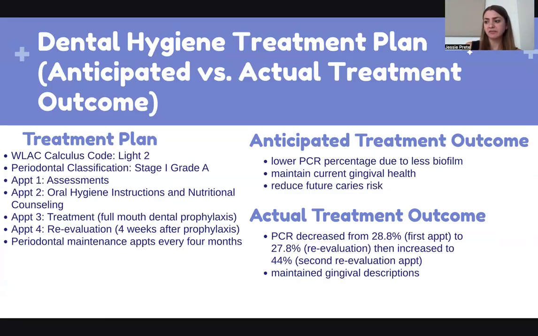Their scheduled treatment plan was to have one appointment for a full mouth dental prophylaxis with a recare schedule of every 4 months due to their diligence in home care, while still monitoring them. The anticipated treatment outcomes were to lower the PCR percentage by having less biofilm, maintain the current gingival health status as seen in the intraoral images, and reduce caries risk, but the actual treatment outcomes were that the PCR decreased by 1% at one appointment and then significantly increased at the second reevaluation appointment.